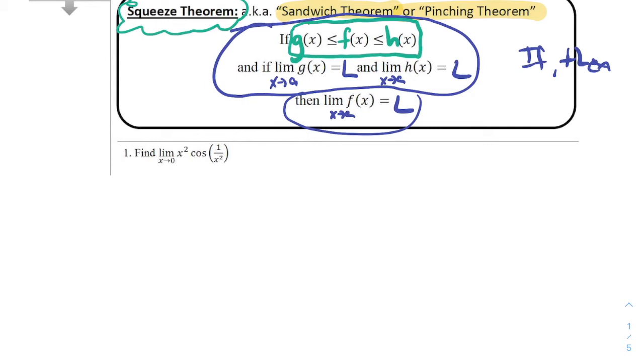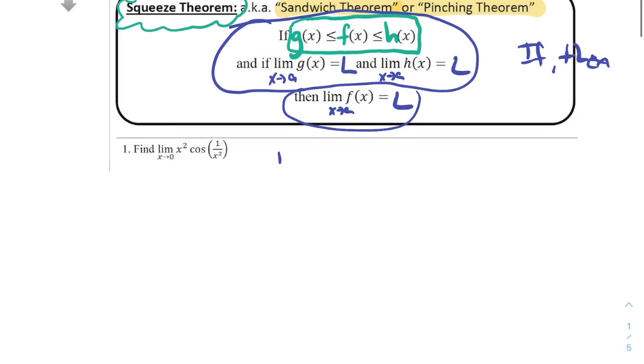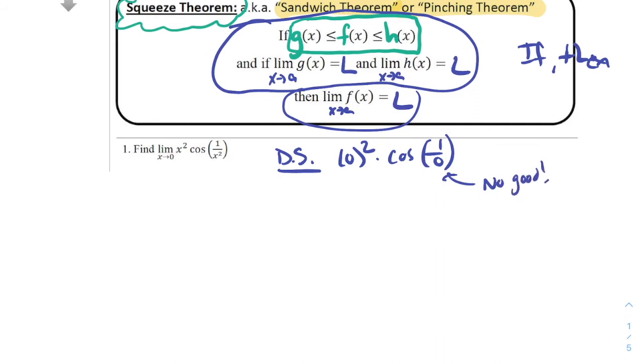The limit as x approaches 0 of x squared times cosine of 1 over x squared. Now, there is no nice algebraic technique that I can use in order to solve this. In fact, if we do our usual direct substitution, we would get 0 squared times cosine of 1 over 0. We would get this weird undefined because we're dividing by 0. So that is no good. We cannot divide by 0. And so we don't get an answer if we do it that way.